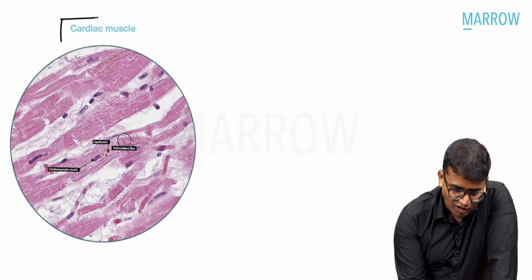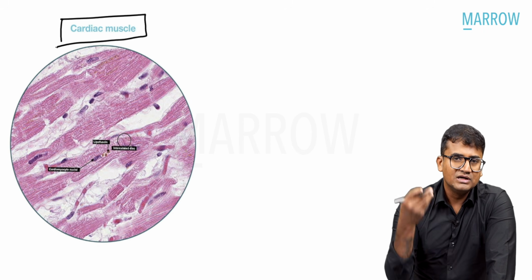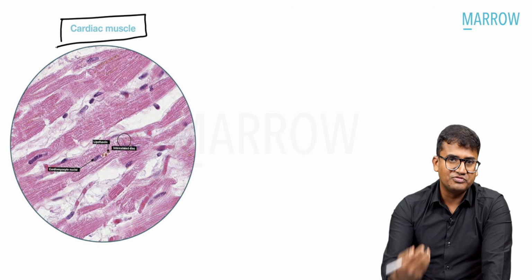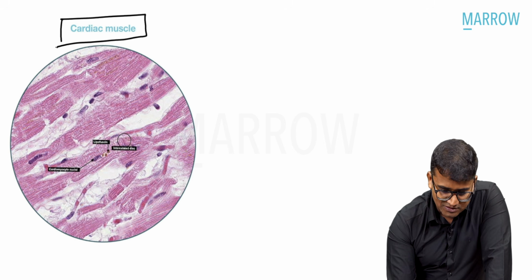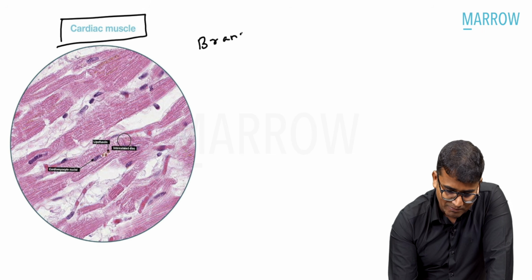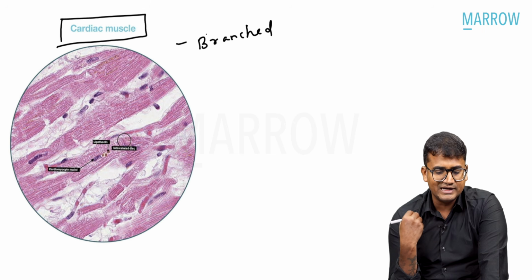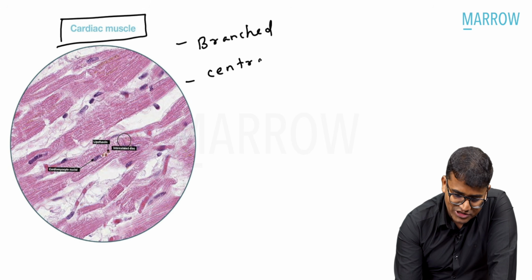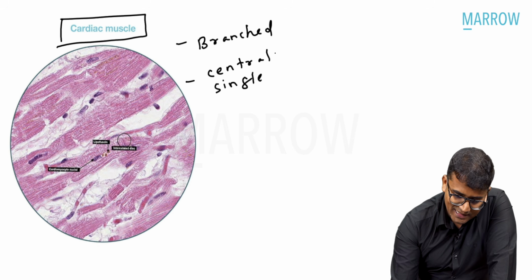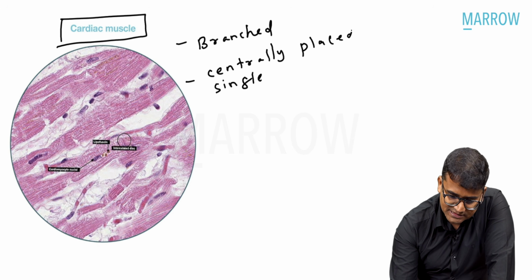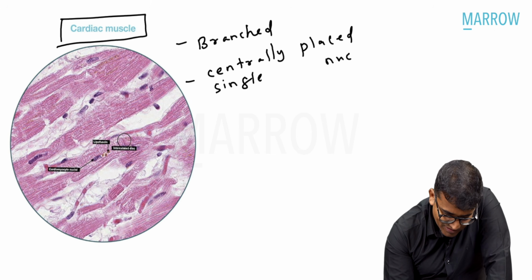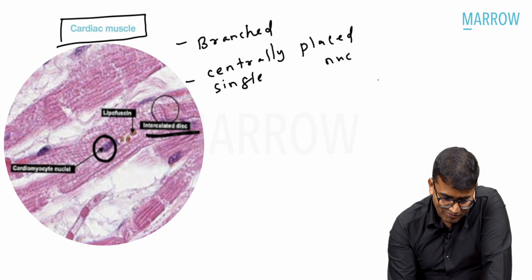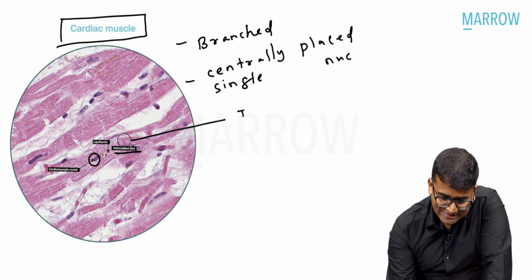So cardiac muscle, how does it differ from skeletal muscle? Cardiac muscle and skeletal muscle both have striations, but how does it differ from skeletal muscle? The first and foremost point, cardiac muscle has branched myocytes. The cardiac muscles are branched. Now the nucleus is single and centrally placed. Yes, you are seeing the centrally placed nucleus. And cardiac muscle has one specialized structure called the intercalated disc.